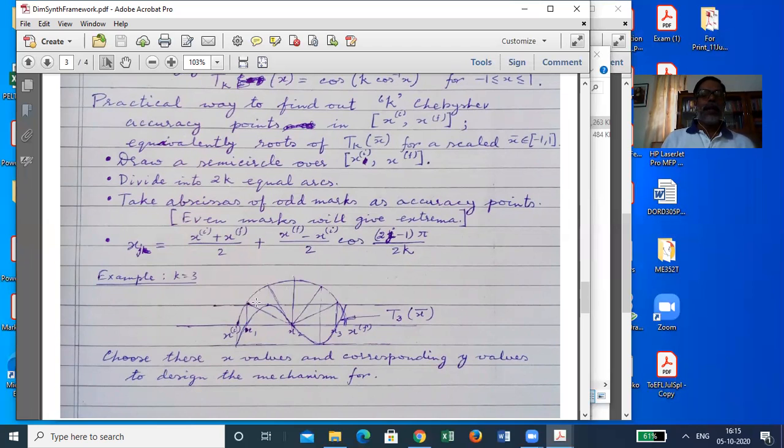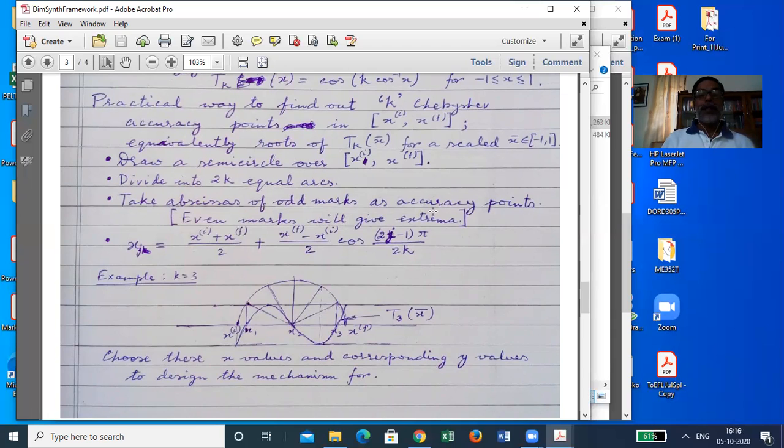And then these points you just project on the ground, the odd ones, not the zeroth one. The first one you project, get one accuracy point. The second one you leave out. The third one you project, you get the second accuracy point. And then the fifth one you project and you get the third accuracy point. That's it. So by projecting, you are actually doing this cosine. So abscissas of odd marks will be your Chebyshev accuracy points.